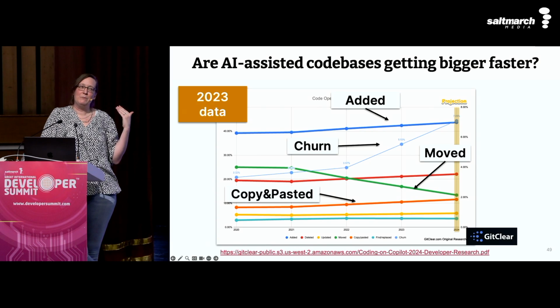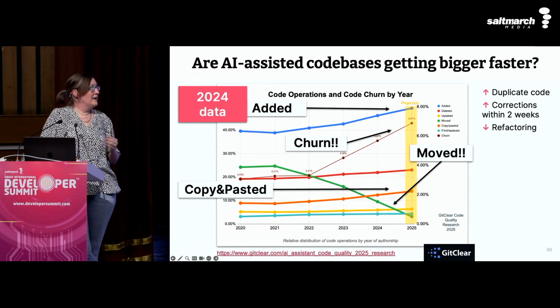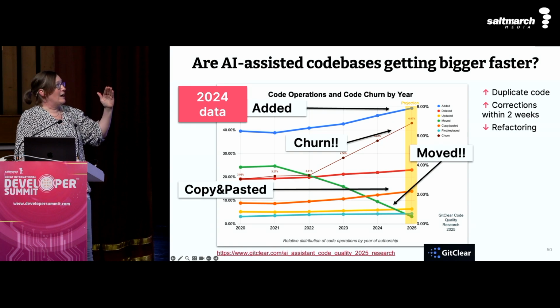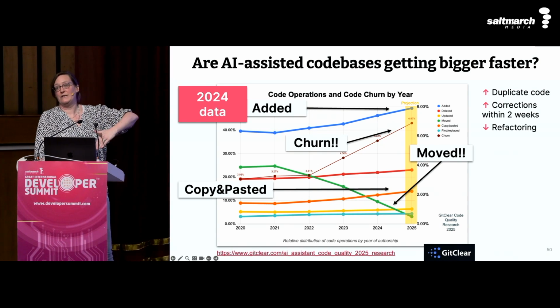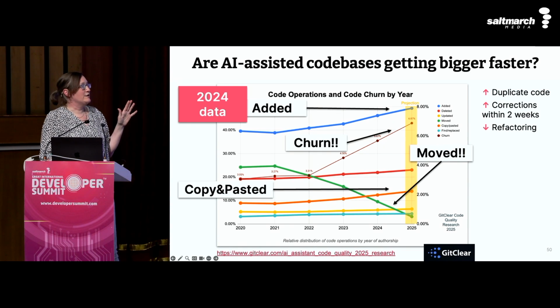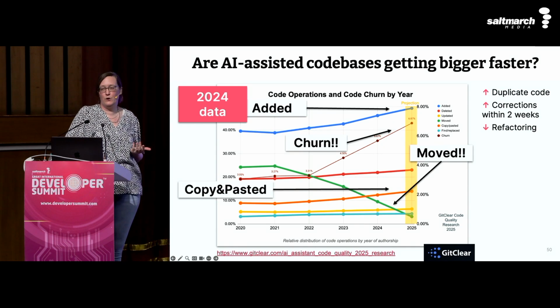So they published a refresh of this data 1 year later. And so churn is going further up. Added is going more steeply up. Copy and pasted is going up more steeply. Moved is going down. So these are all signs of potentially more duplicate code, more corrections within 2 weeks, and less refactoring, right? And again, we might not really be noticing this right now.